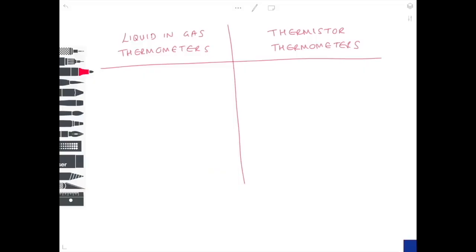We now need to compare two types of thermometer, liquid and gas thermometers, which are your more traditional type, and thermistor thermometers. Now remember, the symbol of a thermistor in an electrical circuit looks like a hockey stick, so it looks like this. So let's compare how they work. With a liquid and gas thermometer, what you find here is that the volume of liquid changes with temperature. As it's easy enough to read the volume from a scale, you can also record a temperature.